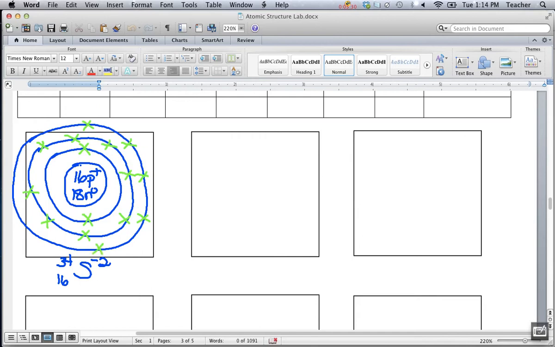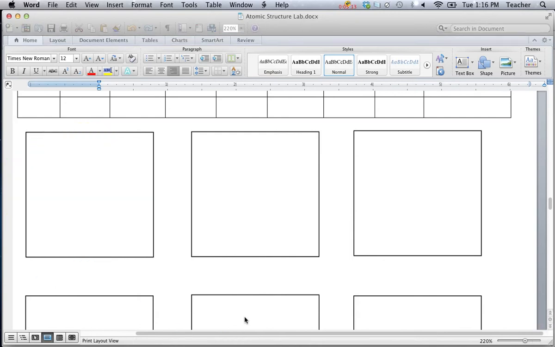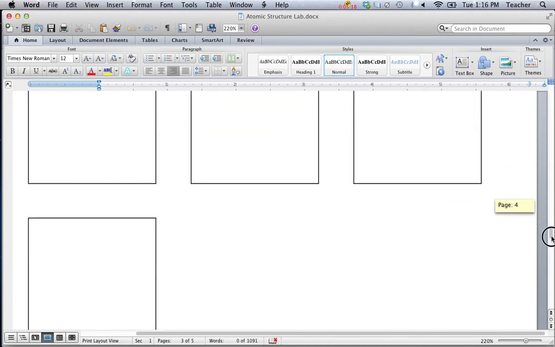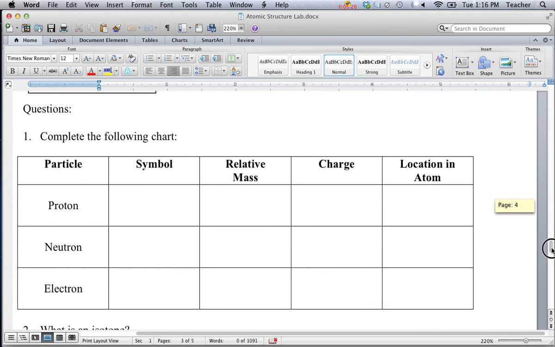I don't have to fill it up completely. That would be my Bohr model for my first example. I would then go to the second box and write my Bohr model for my second bag based on the chart above. After you're done with that information, you'll fill in the rest of those boxes with Bohr models, and then the questions. These are your analysis and conclusion questions that you need to answer on your own.